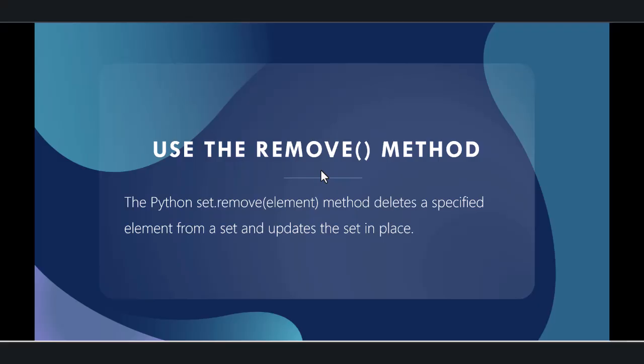The Python set.remove method deletes a specified element from a set and updates the set in place. By using set.remove, inside that you will pass one element. It will delete the specified element from the set and it will update the set in place, which means the original variable which contains the set. In the same variable, the original set will be replaced with the new updated set after removing one element.